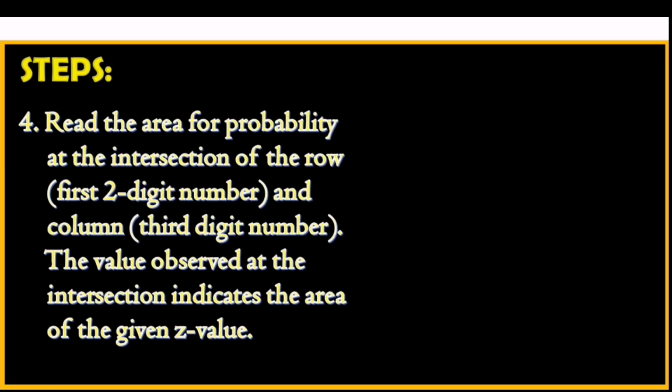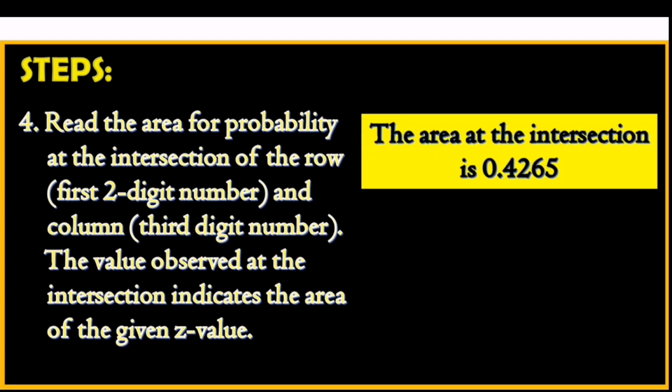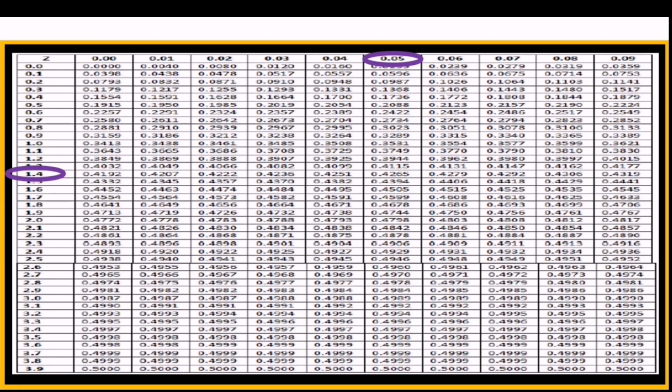Lastly, we will read the area for probability at the intersection of the row, which is 0.05, and column, which is 1.4. So the area at the intersection is 0.4265. So here is the intersection of 1.4 and 0.05.